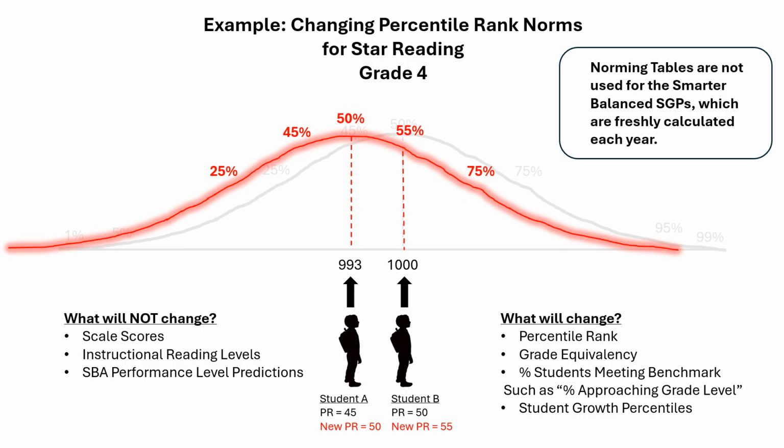It's important to note that SGPs created for the Smarter Balanced Assessment are different from Renaissance in that they do not use norming tables. These SGPs are freshly calculated each year with current student data, which is one of the reasons it takes so long for you to receive them after spring testing is complete.